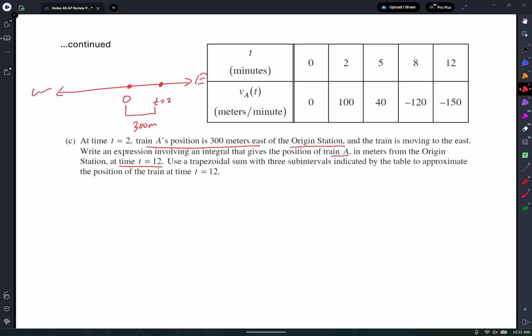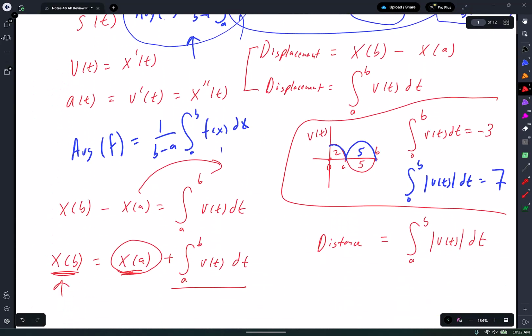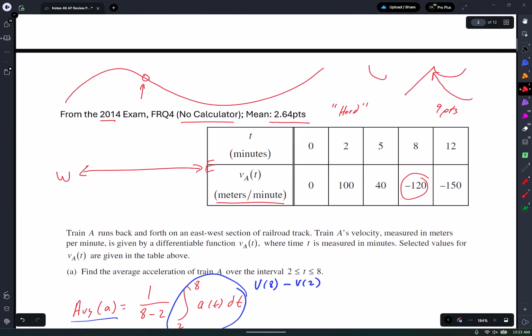Okay, here's what I was talking about. I want this to become automatic for you guys. Write an expression involving an integral that gives the position of train A in meters from the origin station at time t equals 12. Well, look, here it is right here. It's going to look like that all the time, forever and ever. We've done enough that I think we can just go right into this. So I want it to look like that.